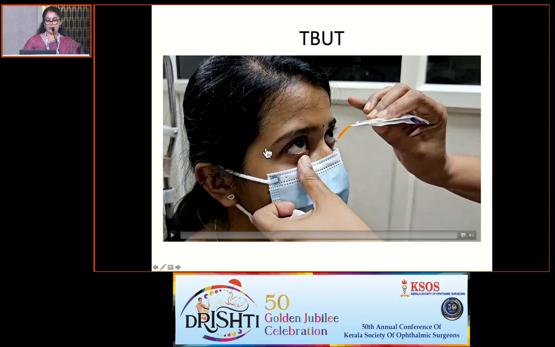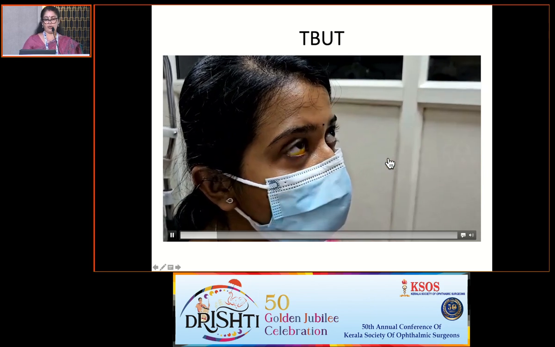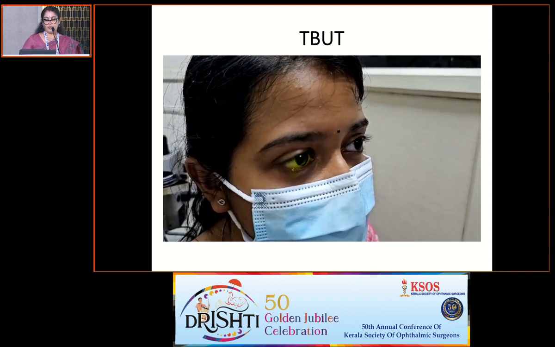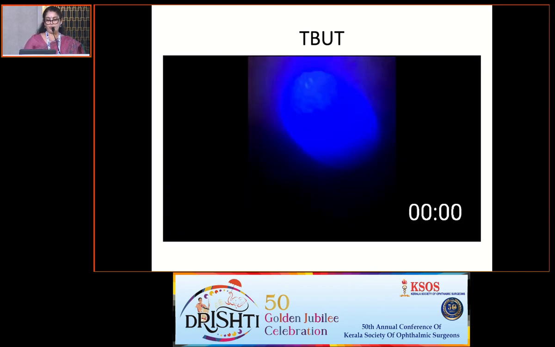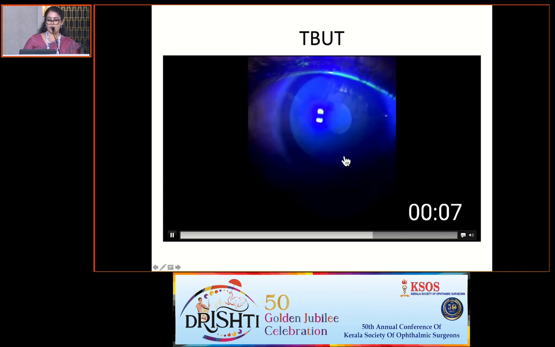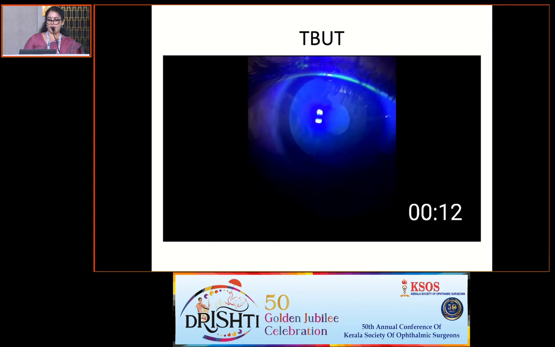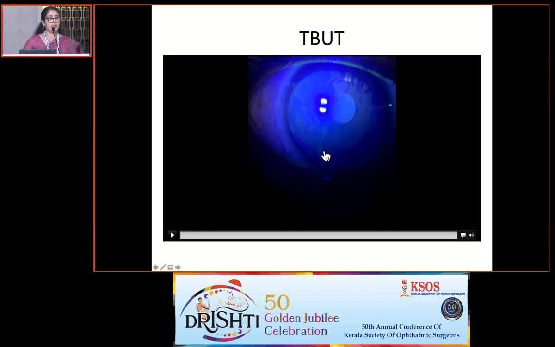Similarly, the next easy tool is the T-butt. We think it's difficult but it is very easy to perform. So you have to use a preservative-free solution like saline to wet the strip, instill it, ask the patient to blink, shake off excessive fluorescein, put on the cobalt blue. After a blink, you just time it and look out for the dry spot. It should not be a fixed dry spot, you all know that. The first dry spot appeared around here at around 10 seconds. So less than 10 seconds indicates tear film instability.